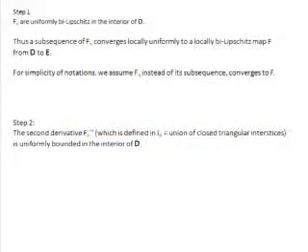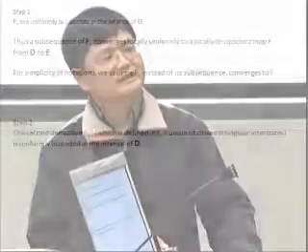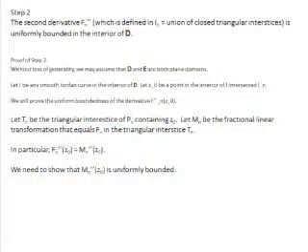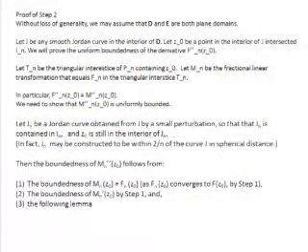Now, step 2 is to show that the second derivative is also uniformly bounded in the interior of D. Remember, the second derivative is actually defined by the fractional linear transformations that send interstices to interstices. So basically, we have to show that the second derivative of the fractional linear transformation is uniformly bounded. So we take such a fractional linear transformation.